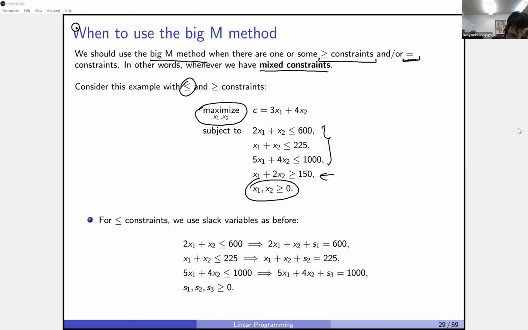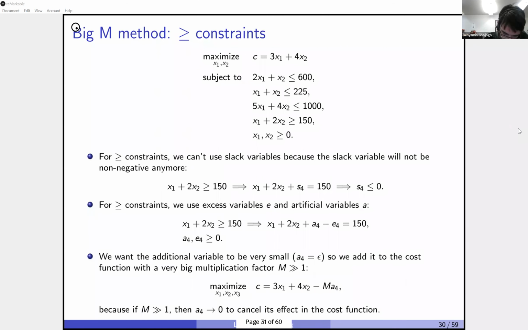So for less than or equal to constraints, we use slack variables as we talked before. Again, for this, we convert them to equality, and the slack variables should be non-negative. So here, we are saying that maximize these. Oh, by the way, before that, for greater than or equal to constraints, now what should we do? We can't use slack variables. Why? Can't use. Because assume I add this slack variable, then it means that the slack variable should be negative.